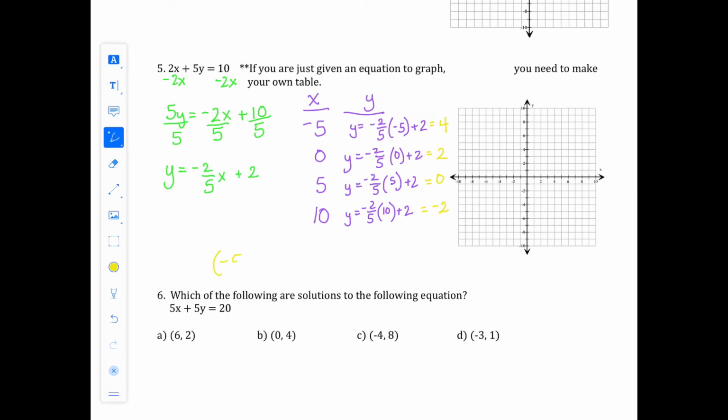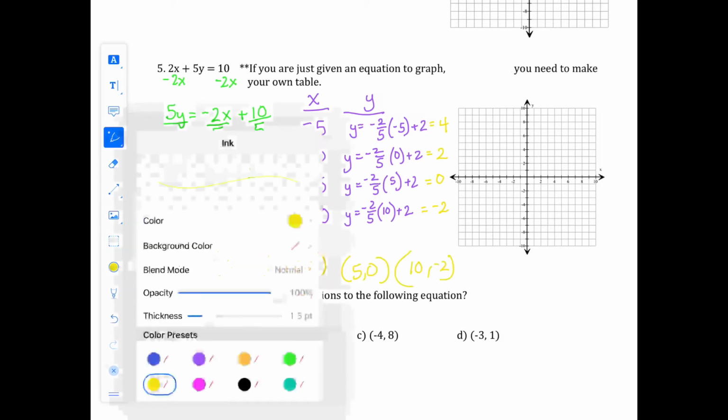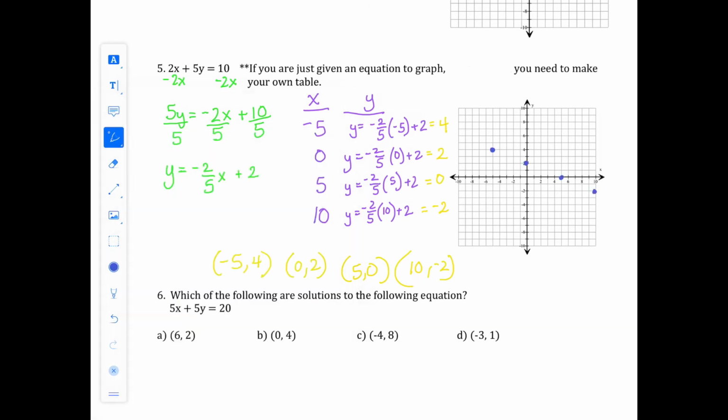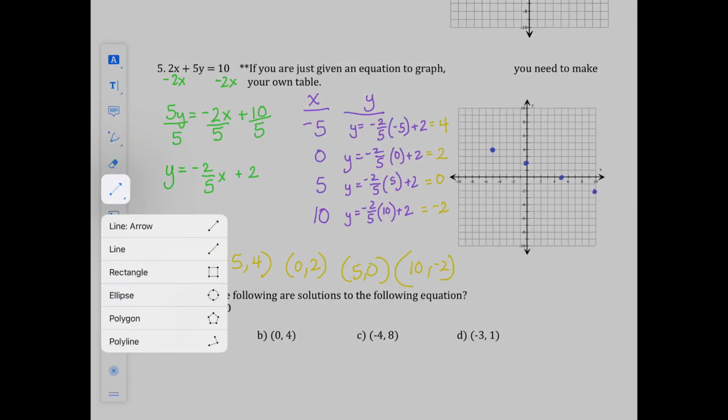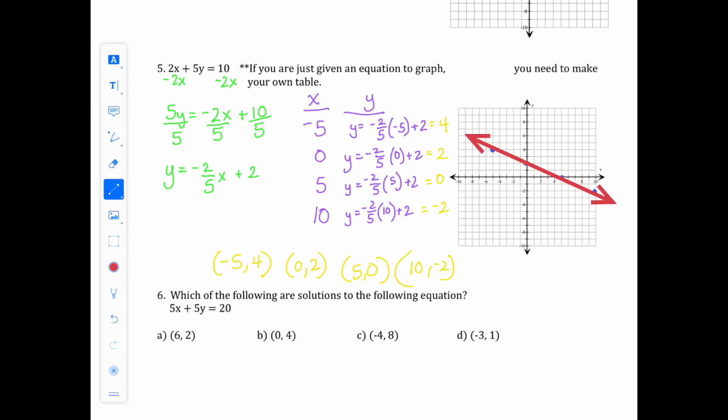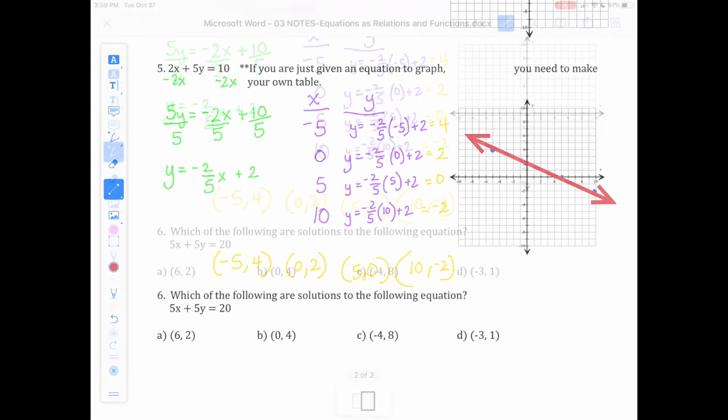So I'm going to write out those ordered pairs. So they look like this. And let's plot them on our plane. So when we see them plotted, it looks like this. And now we just take our straight edge, which I do not have, and we connect the dots. And it looks a little something like that.